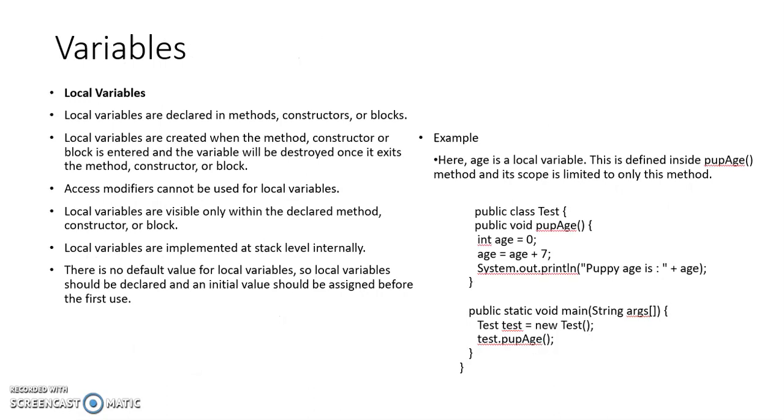In the next slide, we are going to learn about different kinds of variables that come into role in Java programming. The first concept is that of a local variable. Local variables are those that are declared in a method, constructor, or blocks. A local variable, when created, is destroyed once it exits that particular method, constructor, or class. Access modifiers cannot be used for local variables. A local variable will be visible only within the declared method.